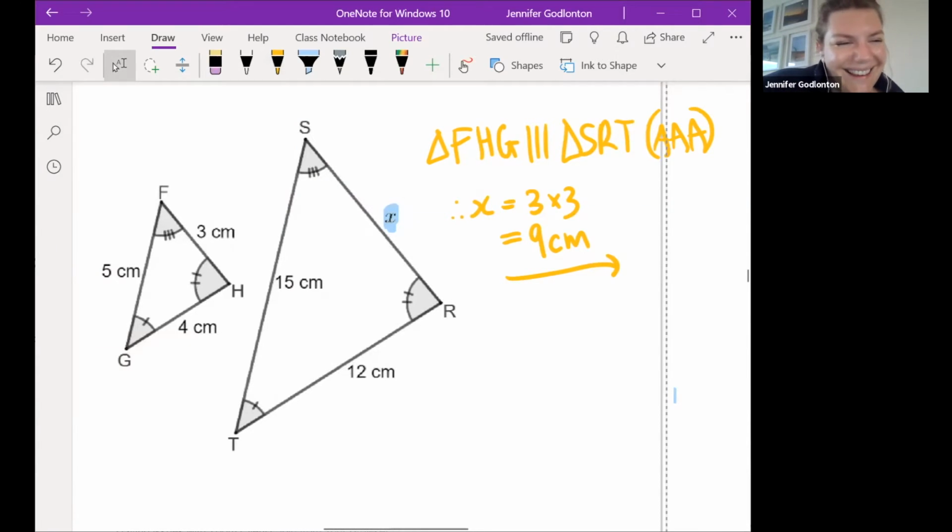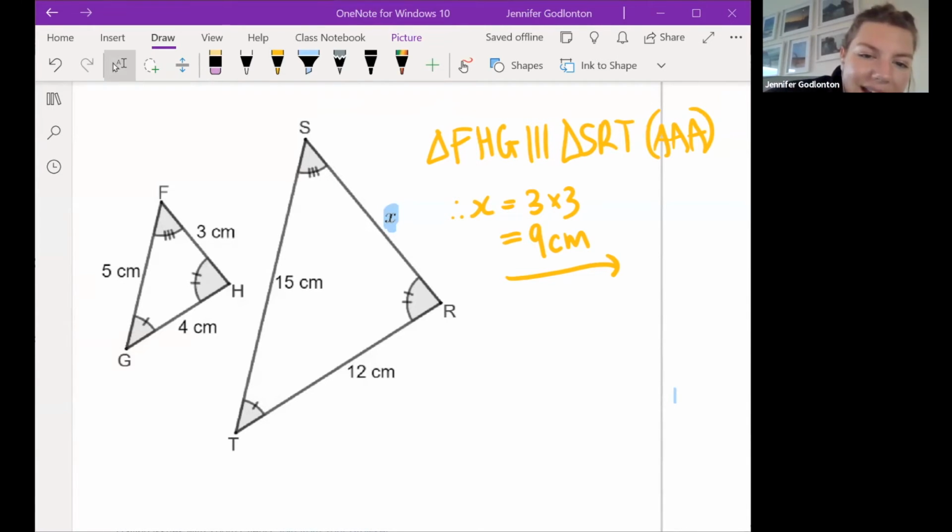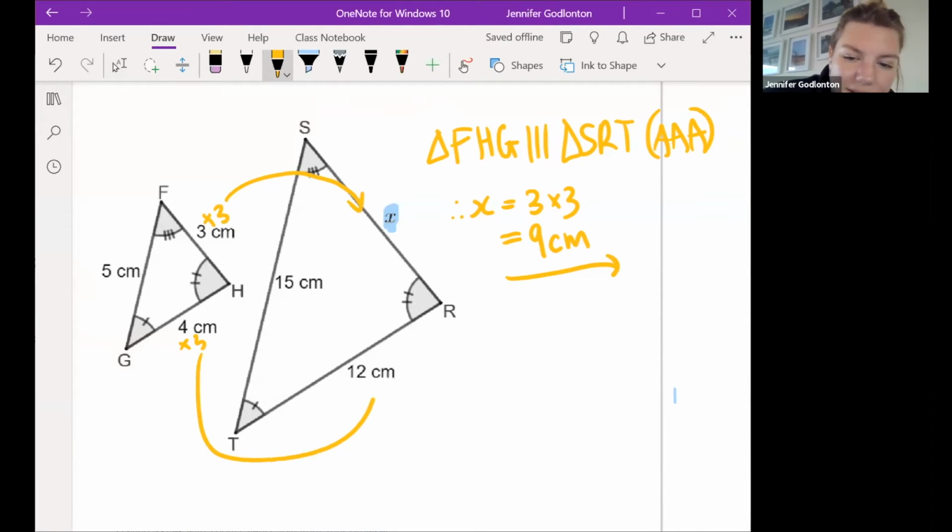Thank you, ma'am. Okay, so we can see that these two triangles are similar to each other. We've got the order correct. We can see that it's because they have the same angles as each other. And then all we've done is we have multiplied by 3, because 4 times 3 gives us 12. 5 times 3 gives us 15. So 3 times 3 is going to give us 9. Nice. Awesome.